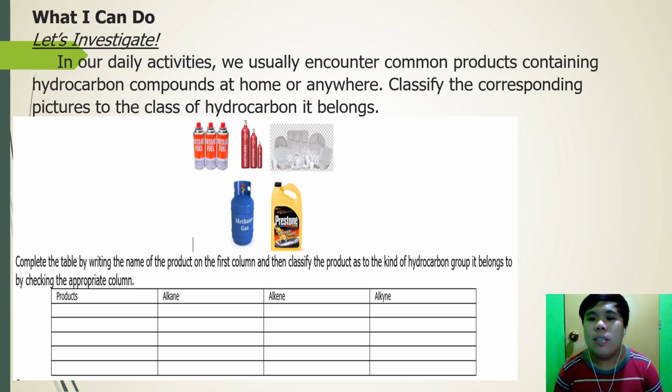So first is butane gas. Butane gas. Second is, what is this? Okay, the second is acetylene. Acetylene gas. Third is melamine plastic wares. Then the fourth is methane gas. And the fifth is Freestone, an antifreeze product used in, I think, vehicles, such as cars. So you just have to check asa siya nabilong, alkane ba, alkene, or alkyne.